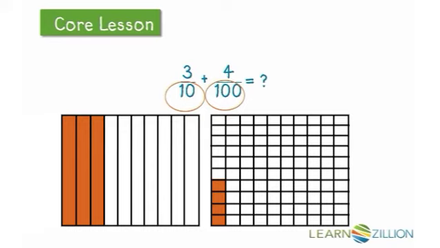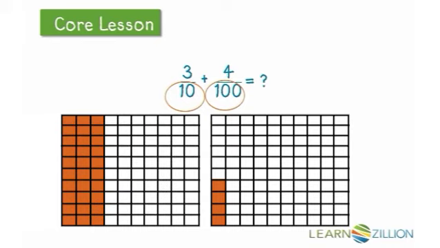But if we were to turn the 3/10 fraction into hundredths, you'd see that it goes from being 3 of the 10 spots shaded in to 30 of the 100 spots shaded in. So once we have equivalent fractions, you can see that we're now working with the same whole. We would be adding 30 out of 100 equal pieces plus 4 out of 100 parts to get our sum.